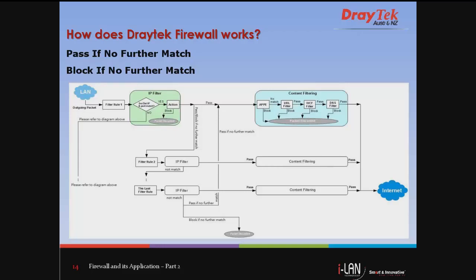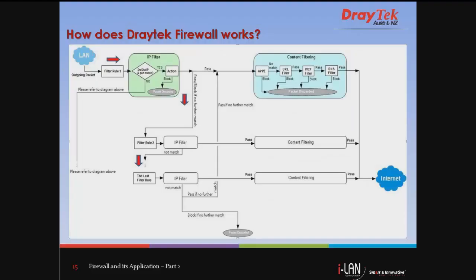Now we will discuss additional IP filter actions: pass if no further match, and block if no further match. If a packet matches the IP filter rule and the action is set to pass if no further match or block if no further match, the firewall will match it on the next filter rule. If there is no match, it will go further until it reaches the last filter rule.